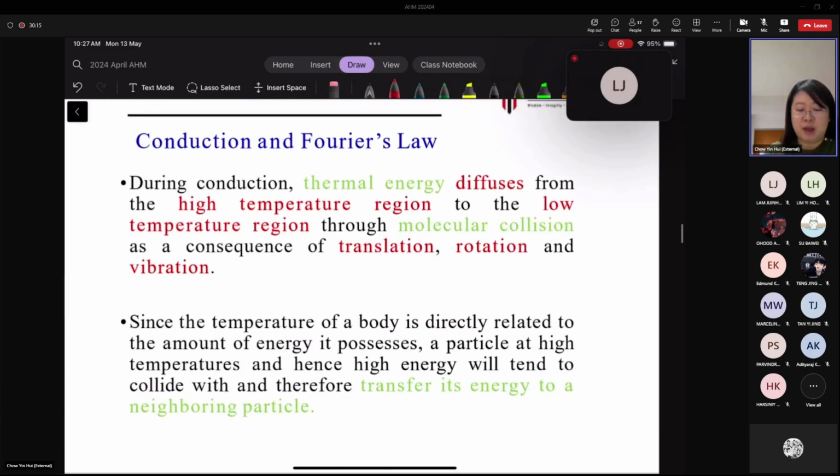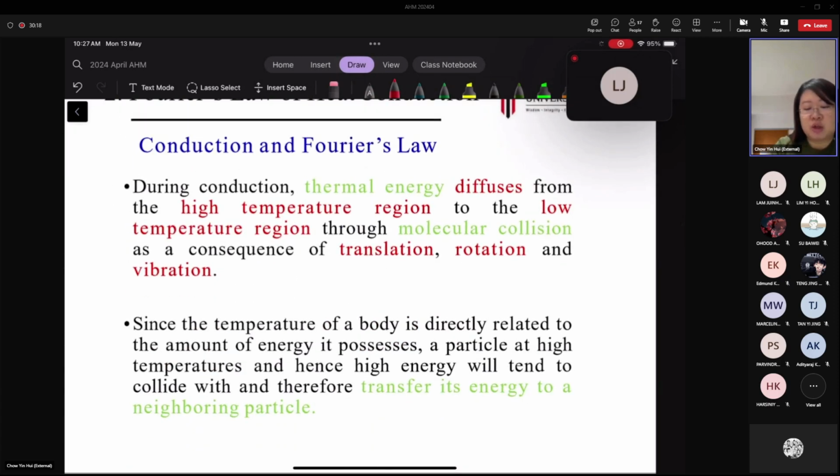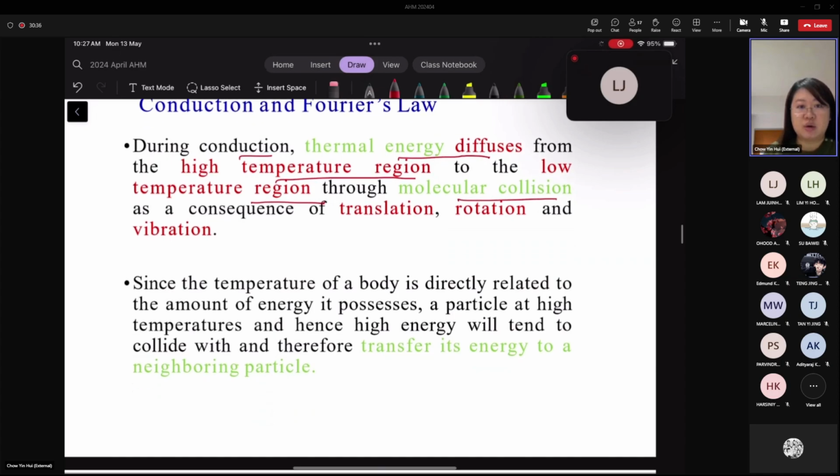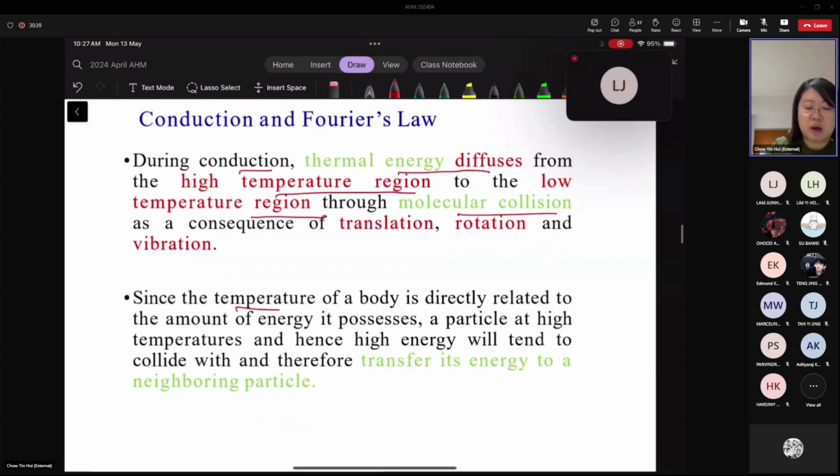So in summary, during conduction, the thermal energy is diffused from the higher temperature region to the lower temperature region through molecular collision, as a consequence of the translation, rotation, and vibration of the molecules or the electrons. When we talk about temperature, if the temperature at one boundary is very high while another is lower, the region where the temperature is higher will possess more thermal energy.